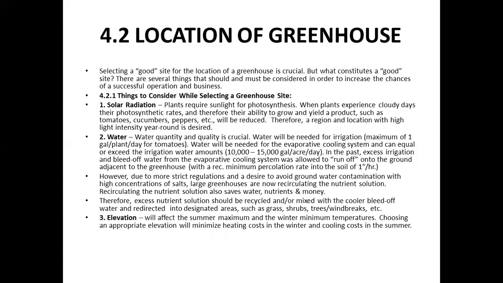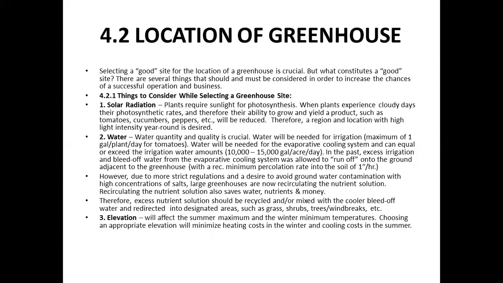adjacent to the greenhouse with a minimum percolation rate into the soil of 1 inch per hour. However, due to more strict regulation and the desire to avoid groundwater contamination with high concentrations of salts, large greenhouses are now recirculating the nutrient solution. Recirculating the nutrient solution also saves water, nutrients, and money. Therefore, excess nutrient solution should be recycled or mixed with the cooler bleed of water and redirected into designated areas such as grass, shrubs, trees, windbreaks, etc.